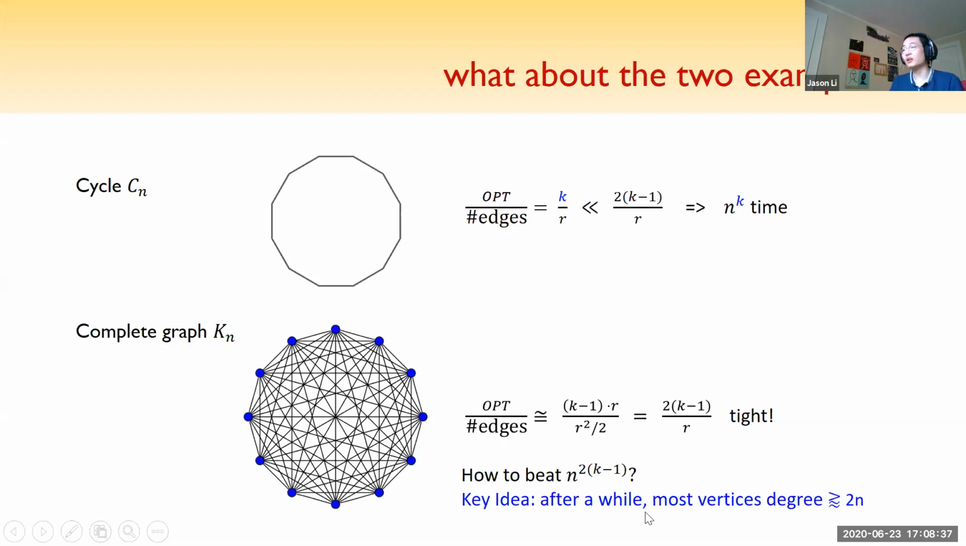In other words, after a while, for the clique for example, most vertices will actually have a degree at least 2n and not just n. So for the rest of the talk, I'll illustrate.